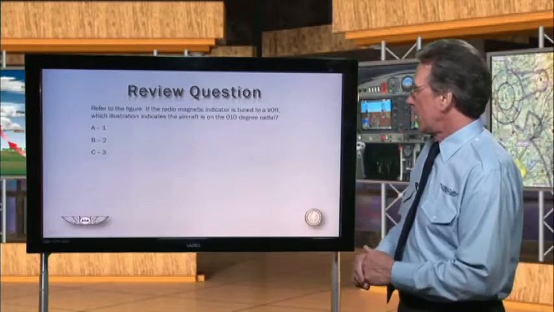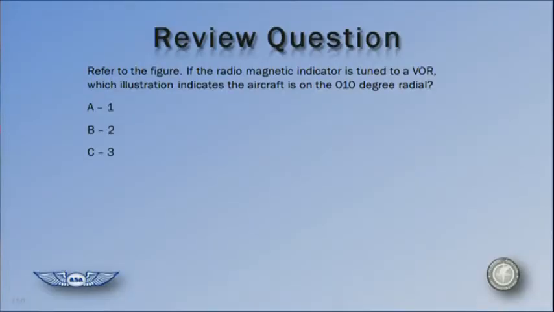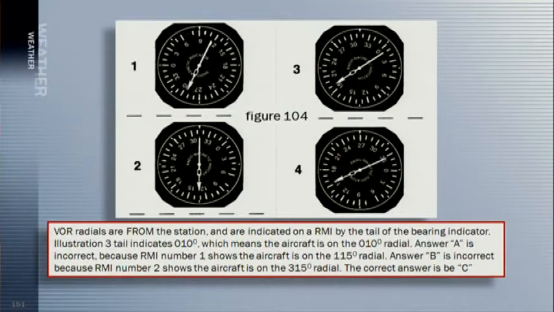We're going to ask you to refer to another figure in just a moment. If the radio magnetic indicator is tuned to a VOR, which illustration indicates the aircraft is on the 10-degree radial, A, B, or C? Well, let's go to our figure, figure 104. VOR radials are from the station and are indicated on an RMI by the tail of the bearing indicator. Illustration 3, tail, indicates 10 degrees, which means the aircraft is on the 10-degree radial.